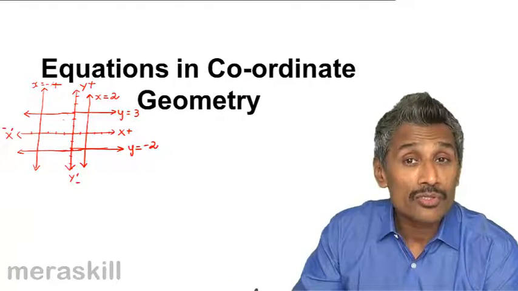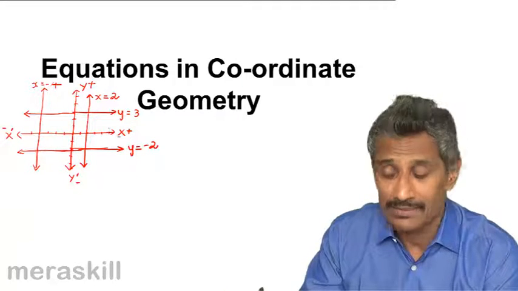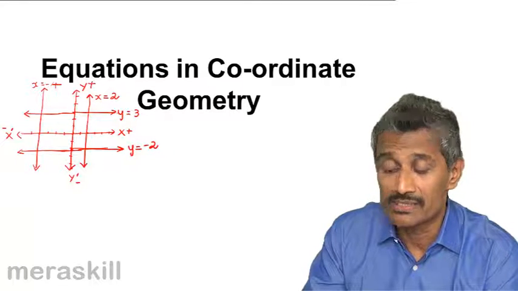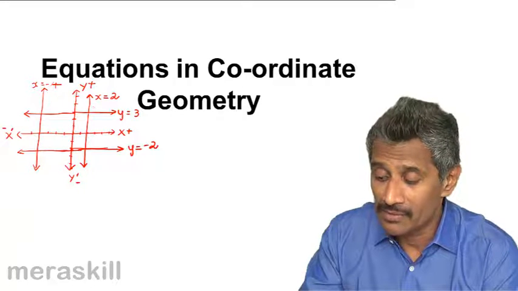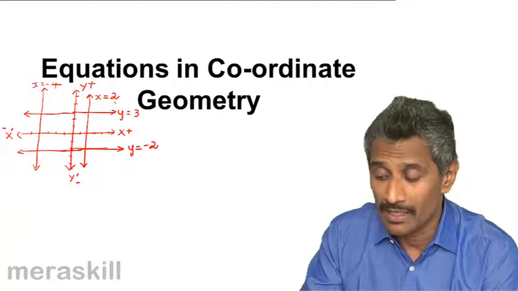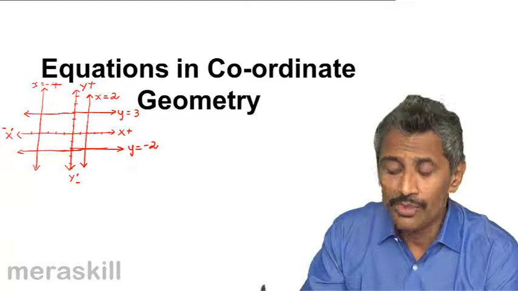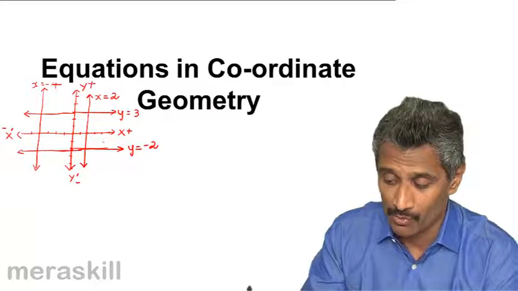To cut a long story short, if a line is parallel to the x-axis, it is of the form y is equal to some constant, which indicates the y coordinate of all the points. If a line is parallel to the y-axis, it is of the form x is equal to some number, and that number is the x coordinate of every point. So this is going to be the basic understanding of lines parallel to the x and y axes.